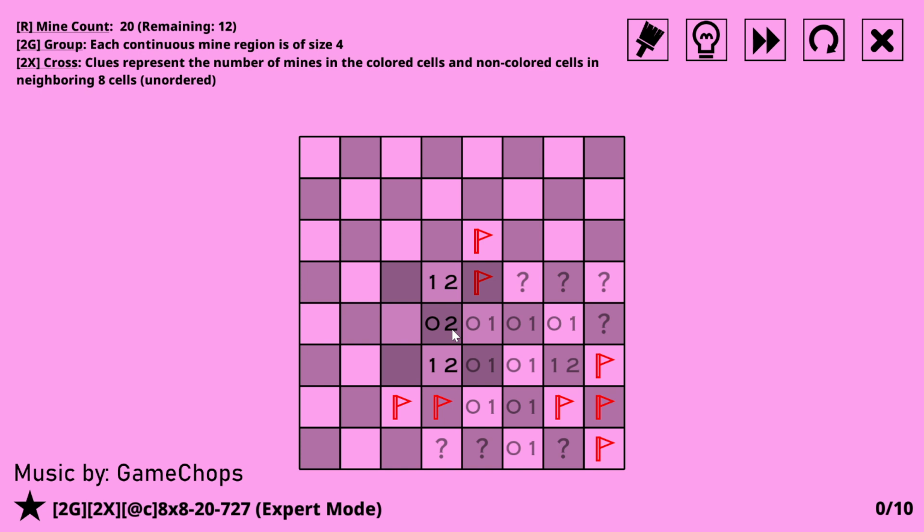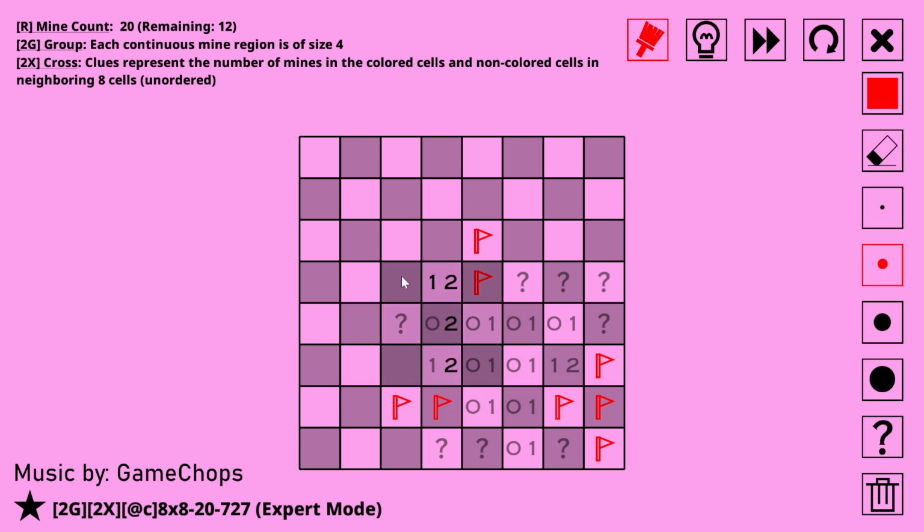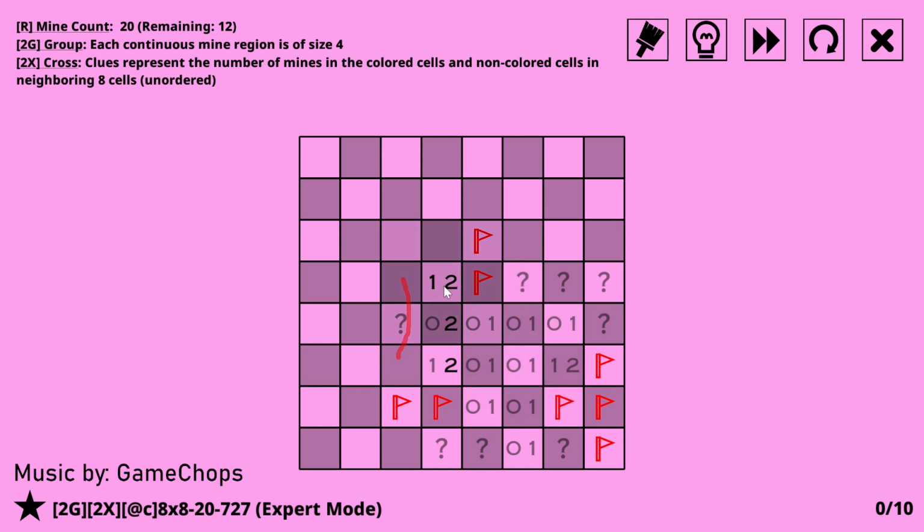Wow, that was something. 0, 2. Well, 0 can't refer to the dark. 0 must refer to the light. Therefore, there's one mine here. 1, 2. We don't know about this one yet. 1, 2 here must just have a mine there, so there is no mine here. Okay, this is almost a region of 4.